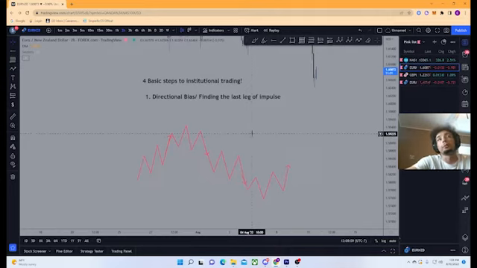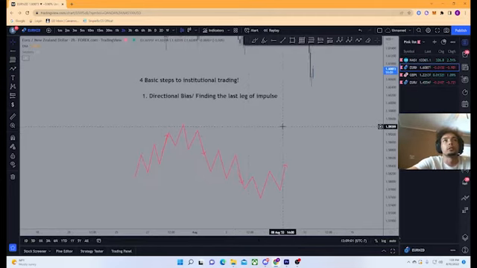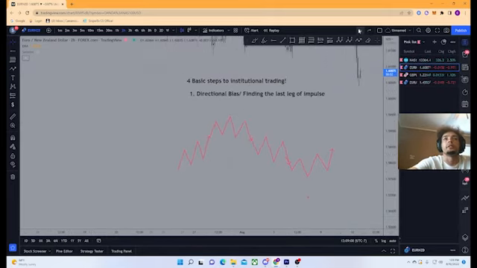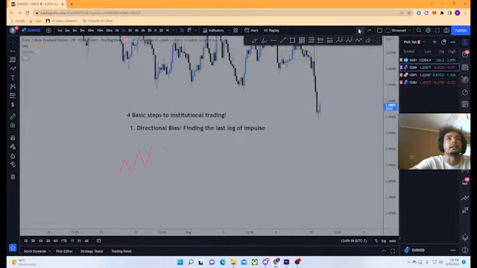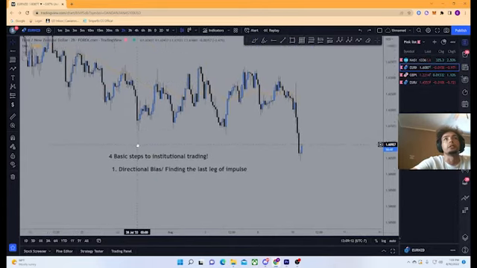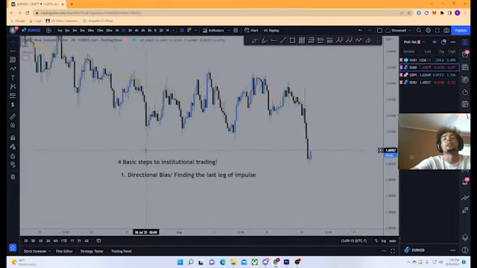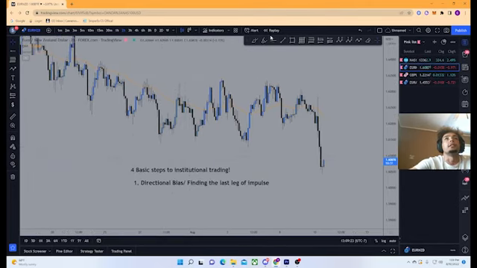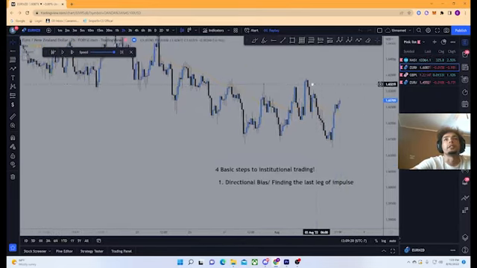Alright guys, so now that we're back, finding directional bias is key to getting our trade and getting our entry. It is very key to finding out which direction the market is going to go into so we can get our entry and take the trade in that direction. So let's break this down. Let's take this back here.